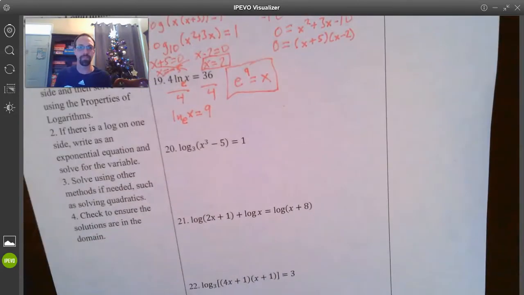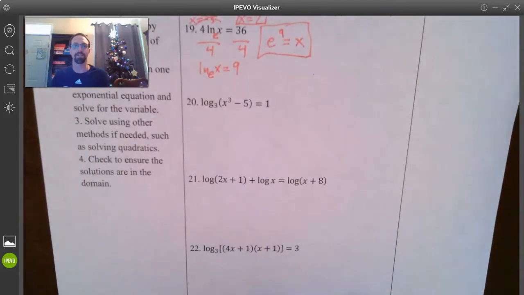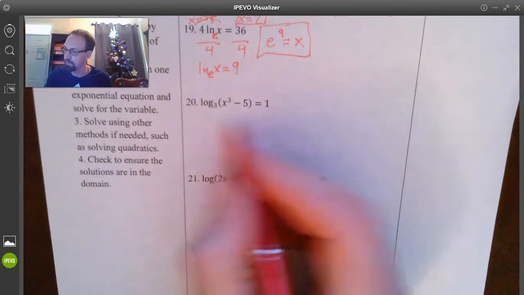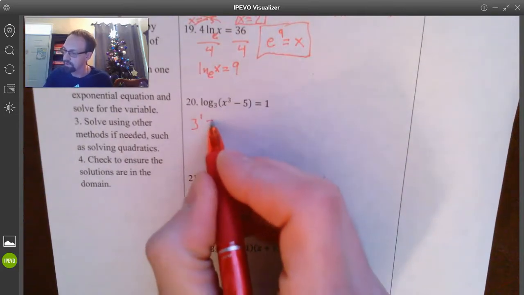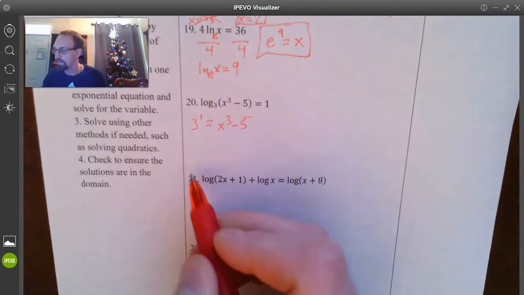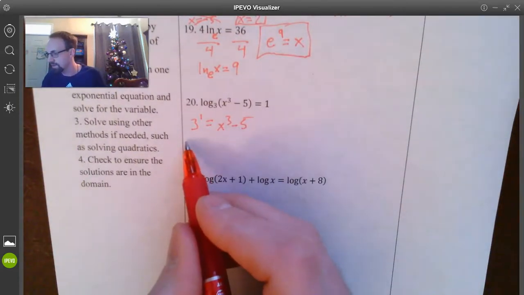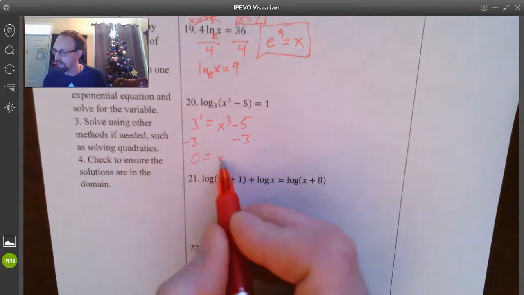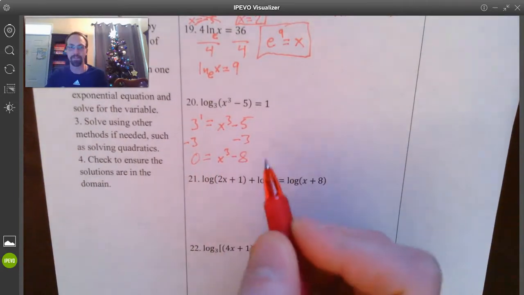Number 20. Log base 3 of x cubed minus 5 equals 1. There's a singular log here, so we can just convert this to exponential form right away. So this is going to be 3 to the first power is equal to x cubed minus 5. 3 to the first is 3. I'm going to subtract 3 from both sides, and I get 0 equals x cubed minus 8.